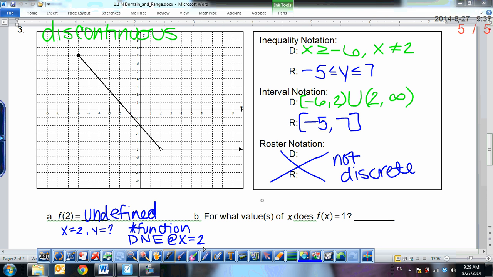All right, look at B. For what values of x does f of x equal 1? Good. That means when y is 1, find x. So if I go up here where y is 1, x is -2. Okay, let's look at number 4.